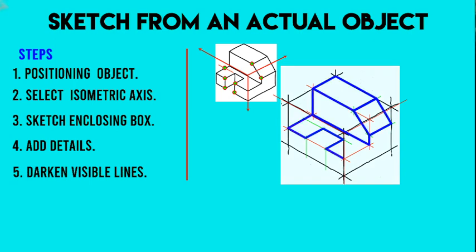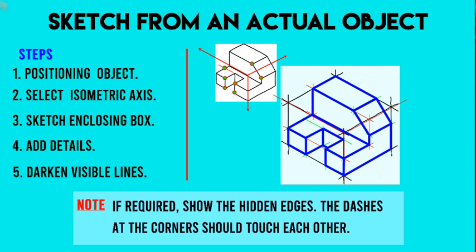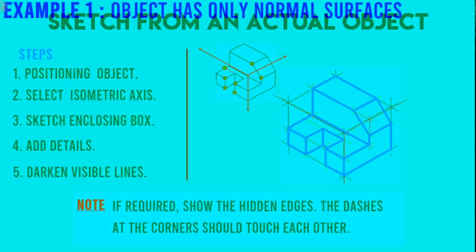Next step, we're going to darken visible lines. Like so. Always remember, if required, show the hidden edges using dashes or dash at the corner. And the corners should touch each other. Okay? We have another example. Object has only normal surfaces.